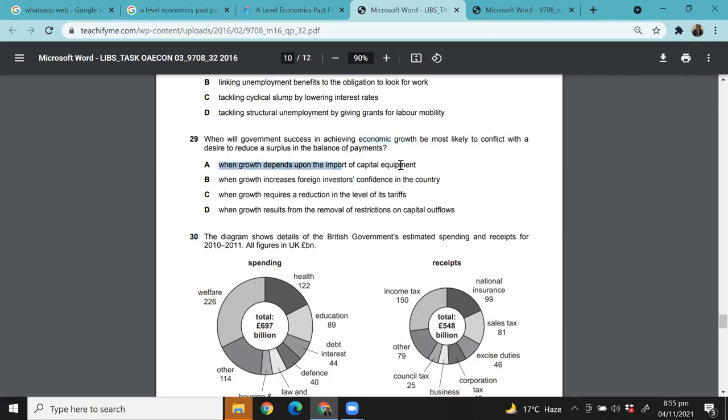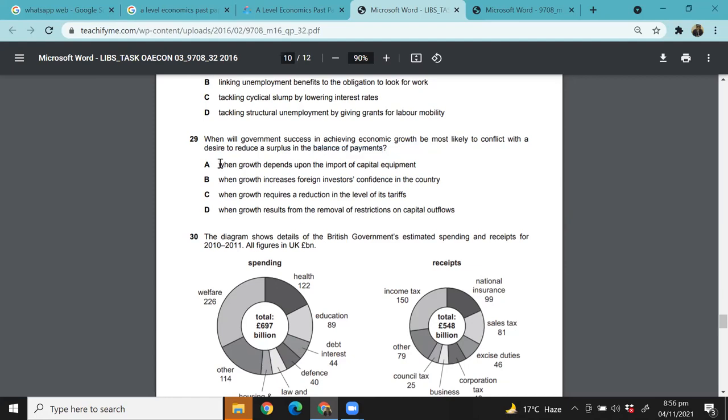When the growth depends on the import of capital equipment, just tell me this. When you are importing capital equipment, will that reduce your surplus or increase your surplus? When you are importing anything, forget about whatever it is, because it is the overall balance of payments that it's talking about. It's not talking about current account or anything. It will reduce. Yes or no?